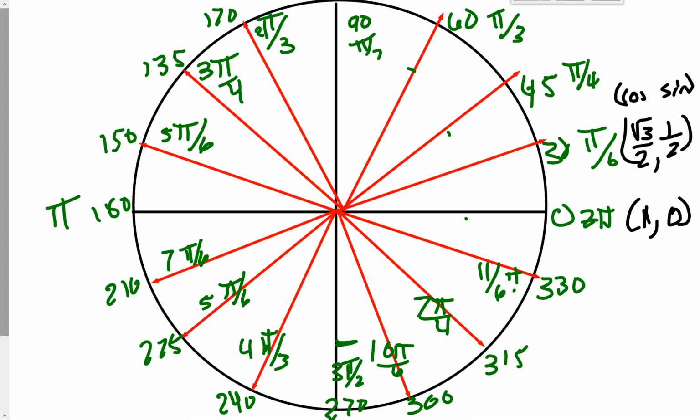And you would go around and fill out this whole entire thing with every single one of these points, the x and y coordinates of every single point out here on the unit circle. So that is the unit circle.